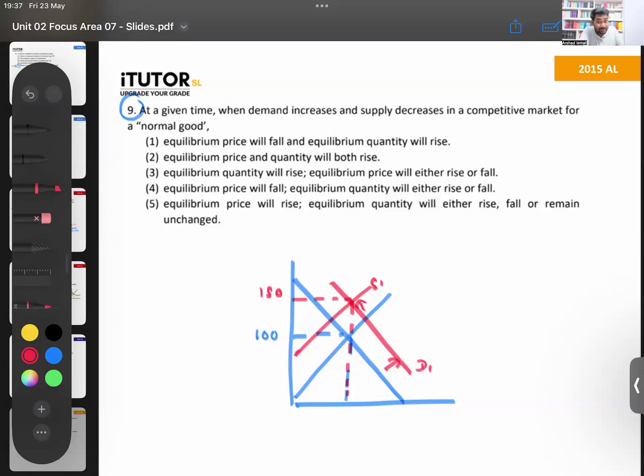So again, same thing as the previous MCQ, the price will go up for sure, but the quantity, we don't know. It can increase, it can decrease, it can remain constant. It is ambiguous, or indeterminate. So which one is your answer then? Answer 5. The price will rise. The quantity will either rise, fall, or remain unchanged. Done. Same thing, no?